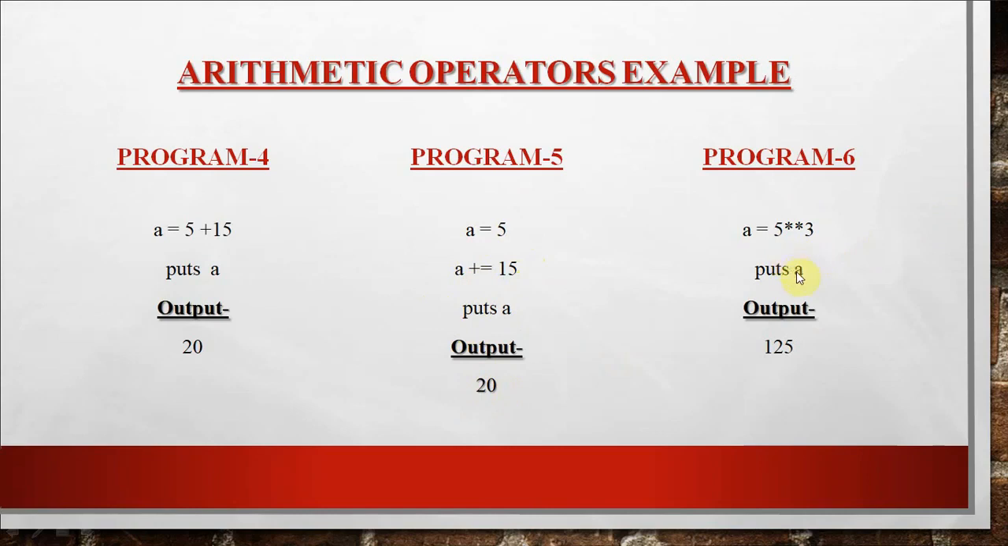And this is 5 to the power 3, so double asterisk is used for power. So a equals 5 to the power 3. A single asterisk means multiplication, and the double asterisk sign will represent the power of 5. So 5 into 5 into 5, it will return 125. Puts a will return 125. So these are examples of arithmetic operators.